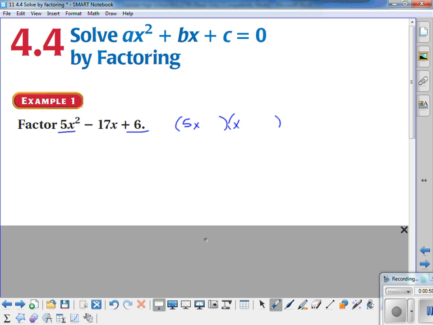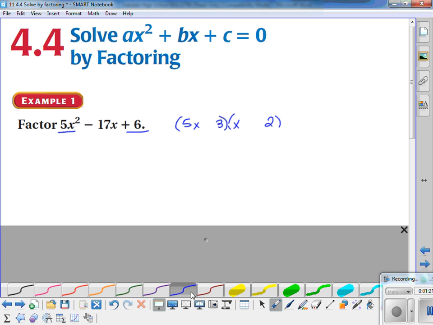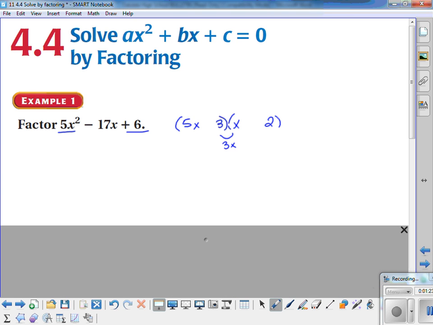6 could be 3 times 2. 6 could also be 6 times 1, right? Well, in general, you have better luck if you start with the two that are closest together. So I'm just going to go ahead and randomly put 3 there and put 2 here. And then I'm going to check the inside and the outside to see what I get, because your inside and your outside is what's going to give you the middle term. So if I do the inside, I get 3x. If I do the outside, I get 10x.